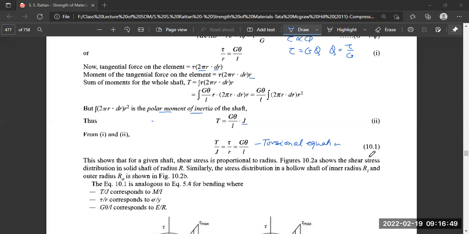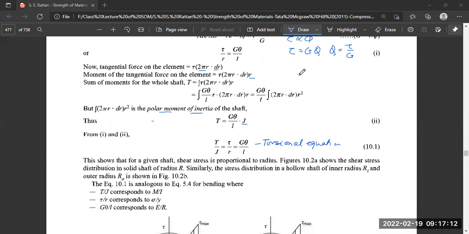But there is another type of force, which is called skew. S-K-E-W. Skew means they are not parallel to each other, but at an angle with each other, and they are not intersecting each other. This is a skew force, but it is beyond our point of discussion.